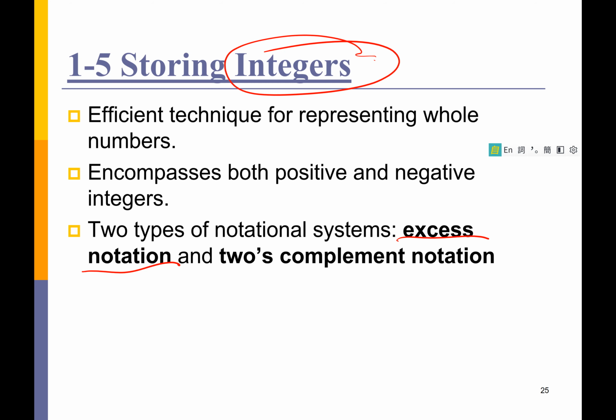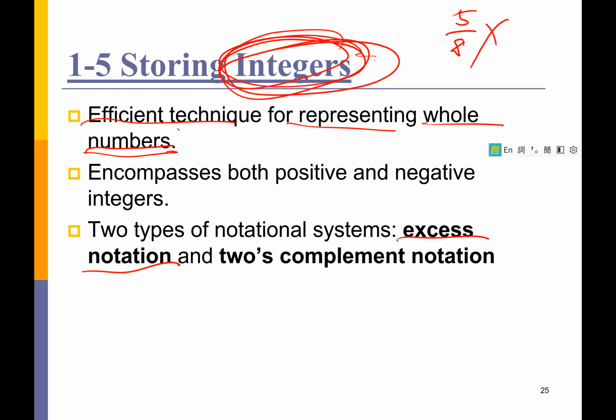Okay, this is a technique to represent whole numbers. Again, whole numbers, which means not 5 over 8. No, this is not what we are going to represent here. We are only talking about how to represent integers. 0.57, no, we are not talking about this at this part.